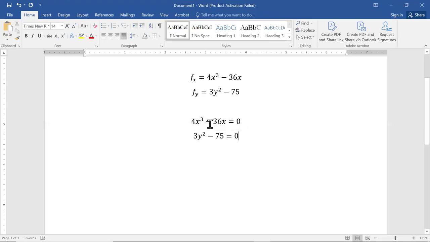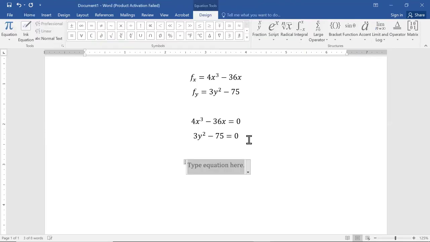Let me take this first one. Since the first equation only has the variable x and the second equation only has the variable y, I can solve them independently. So let's do the first equation, 4x to the third minus 36x set equal to 0. I would factor out a 4x and get x squared minus 9 equals 0. And then I'd factor the x squared minus 9 into x minus 3 times x plus 3.